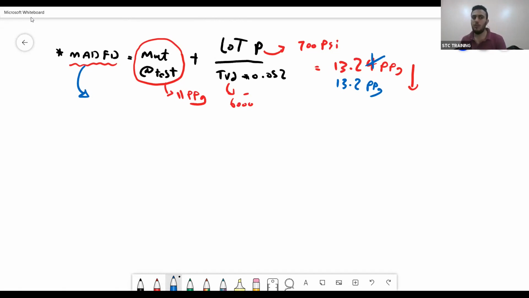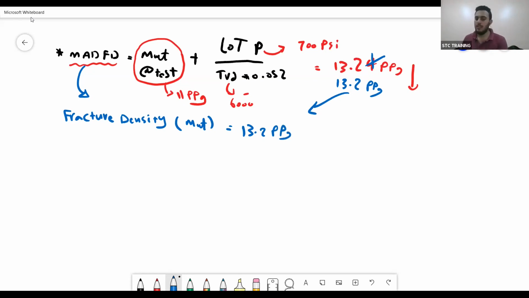It's also called fracture density or fracture mud weight. So he may give you in the exam this value directly as 13.2 ppg as the fracture density or the fracture mud weight. After that, we calculate the first parameter, maximum allowable fluid density or fracture mud weight density, and round down this value. Then we are going to calculate another parameter called initial MASP.